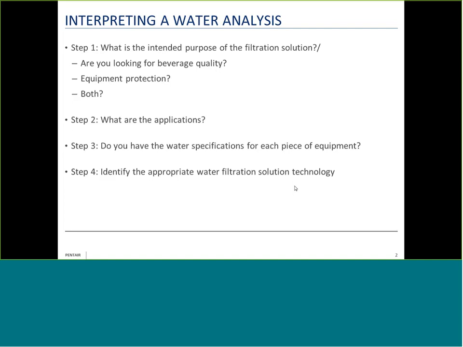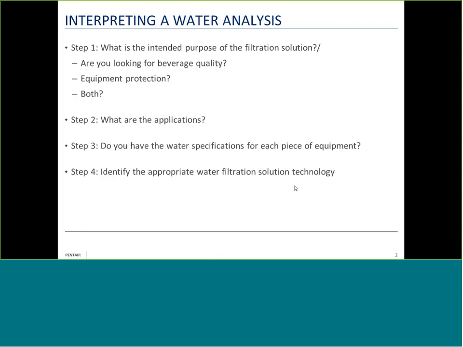Once we've gathered that information, we're going to pull the spec sheets on that equipment and look for the water quality delivery standards for that piece of equipment or the warranty specifications for water in that device. We're going to note that, and use that information to look at the raw water we have and look for where we need to get that water to. Moving on to step four, we'll be able to identify the appropriate water filtration solution technology and size it appropriately for our end user.